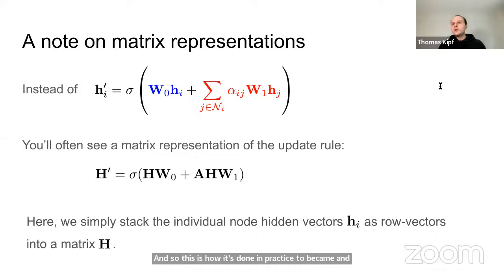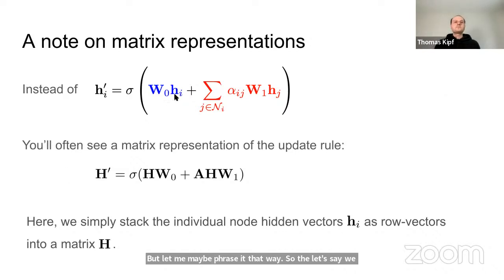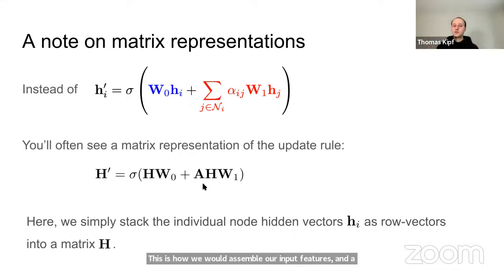And there's one question here. Can we treat target and independent features and its weights as graph? I'm not sure if I understand the question, but let me phrase it this way. Let's say we have our input features and we have some relations between them. Then the input features would be this H in the very first layer. This is how we would assemble our input features. And A would be the adjacency matrix that describes their relations.